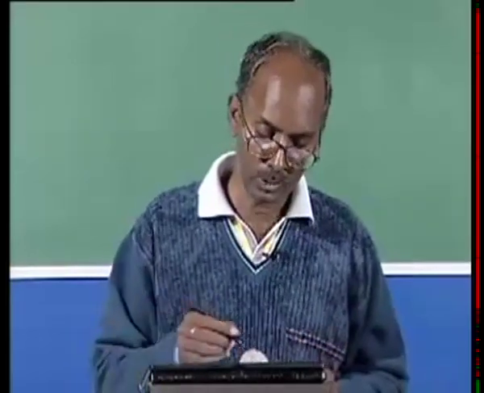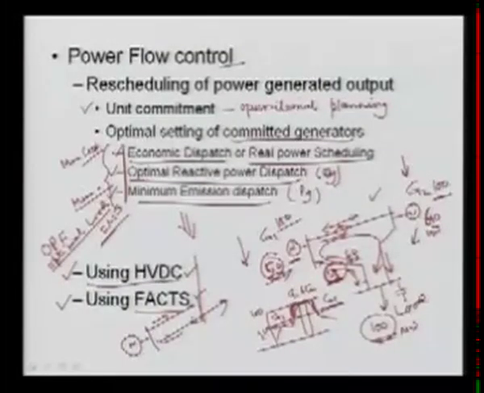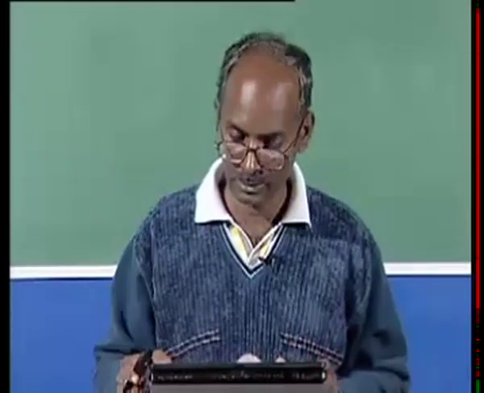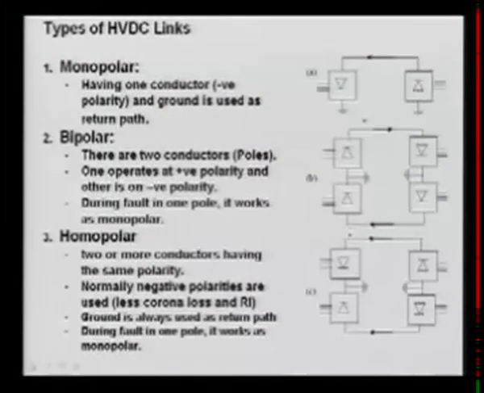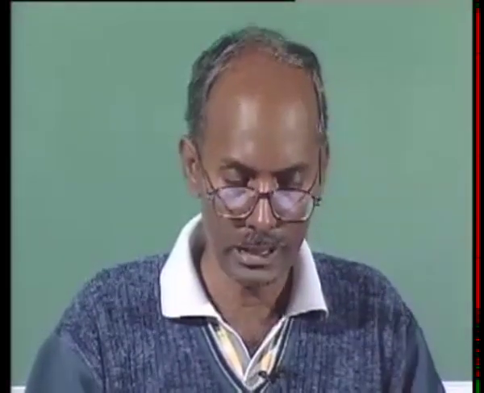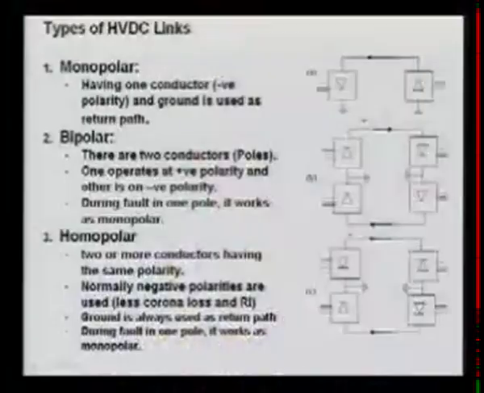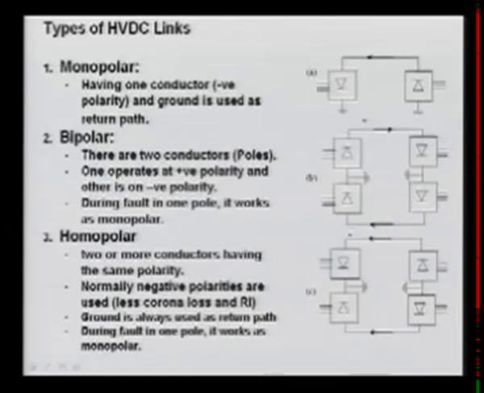Before that, I'll just discuss the HVDC, and then we'll see how this HVDC will control the power and how it is beneficial. To see this, let us go through the various HVDC links. Then I'll come to the main control schemes of HVDC and what the applications and uses of these HVDC links are. Now you can see the HVDC links can be categorized into three: your monopolar, your bipolar, and your homopolar.